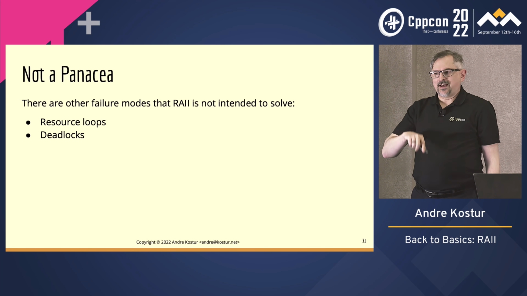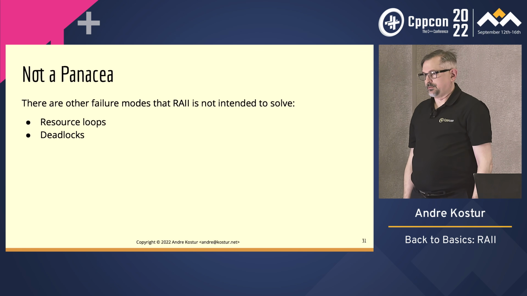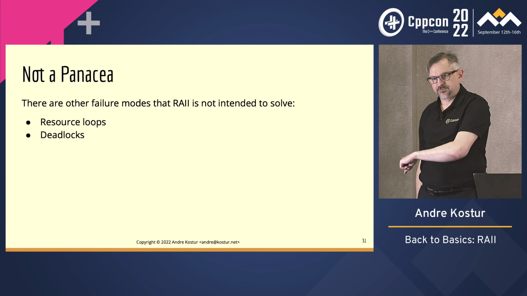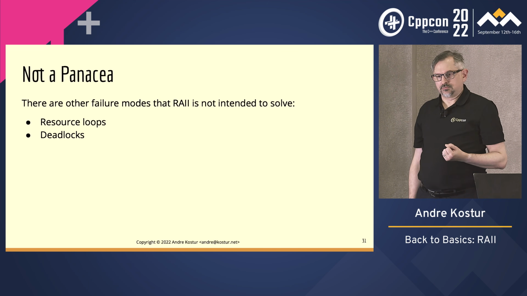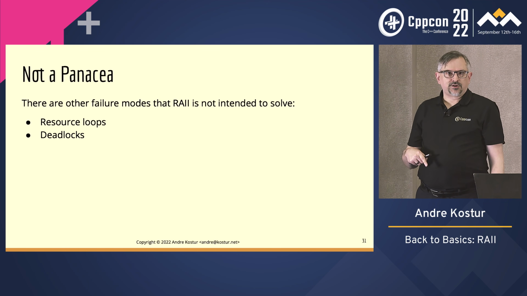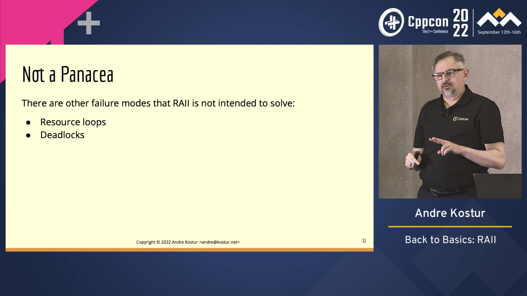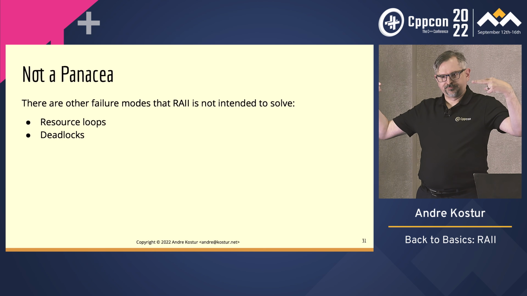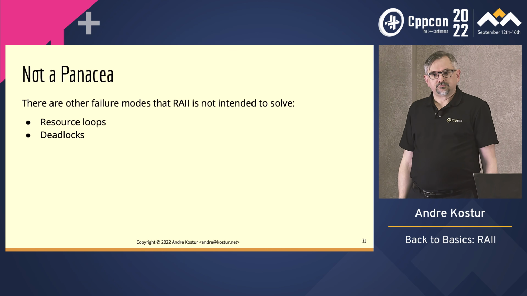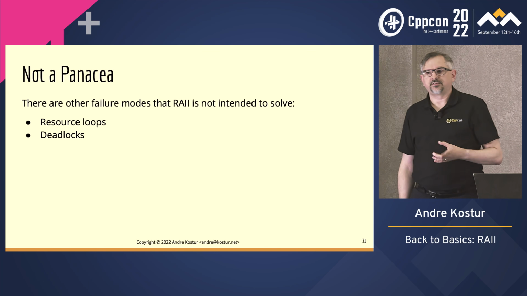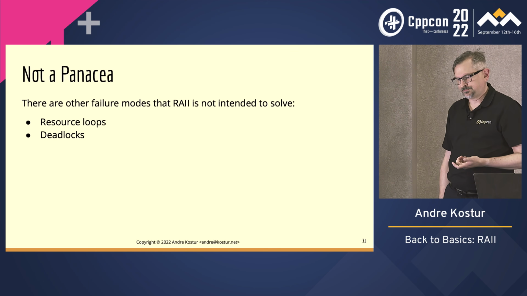And again, RAII as an idiom isn't trying to solve that problem. That's not to say that there aren't classes that do try to solve that problem. std::scoped_lock, which is in the standard library, does try to solve this problem, and in that particular case, you initialize it with both mutexes, and it's scoped_lock's responsibility to make sure they're both locked in the same order. But again, that's a more sophisticated RAII class. The idiom itself doesn't consider that.